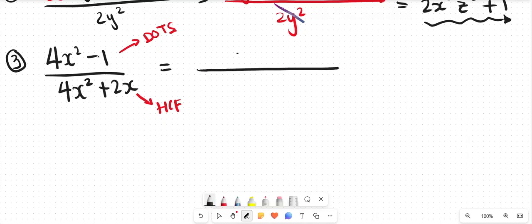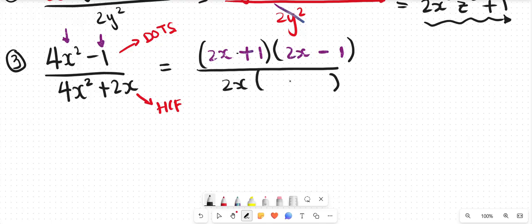If you factorize the difference of 2 squares, you open those 2 brackets, you square root the first term, you'll get a 2x, and that 2x goes in the first position of both brackets. You square root the second term, you'll get a 1. That 1 goes into the second position of both brackets. 1 is positive and 1 is negative. Again, you need to be really good with those types of factorizations. Then at the bottom, I notice I can take out a 2x, and what's left in the bracket is 2x adding a 1.